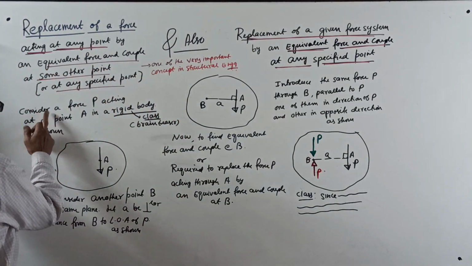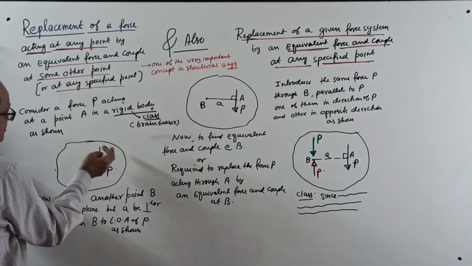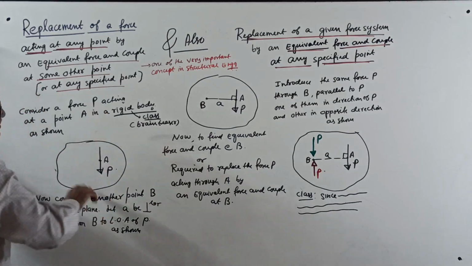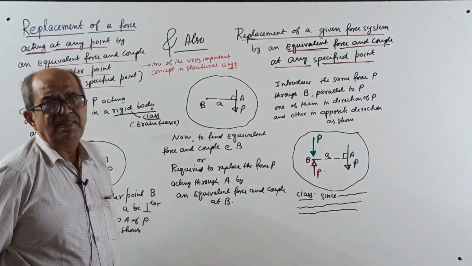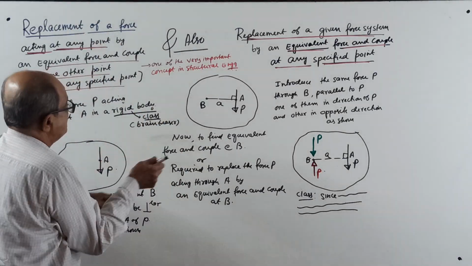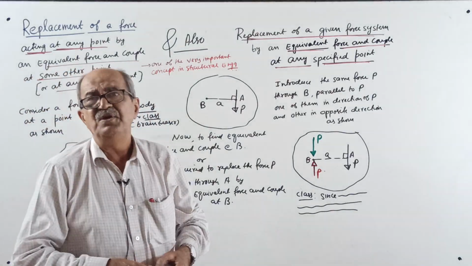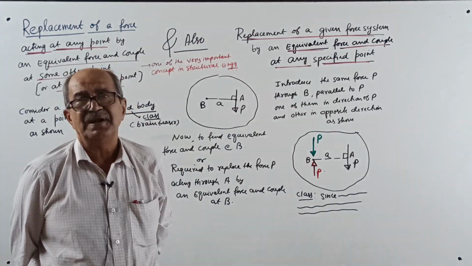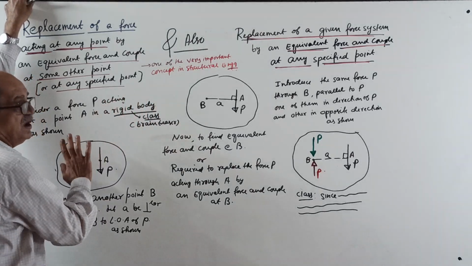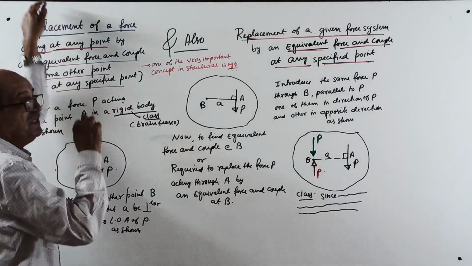first start. Consider a force P acting at a point A in a rigid body as shown. See, some rigid body is there. Take a point A, apply a force P. Now, suddenly, somebody will ask, sir, why did you mention rigid body? Reason: because in engineering mechanics, we always consider rigid body. We do not consider deformation. But actually, in the derivation, you are taking rigid body. No deformation, nothing.